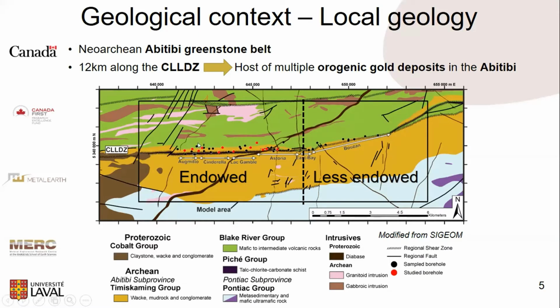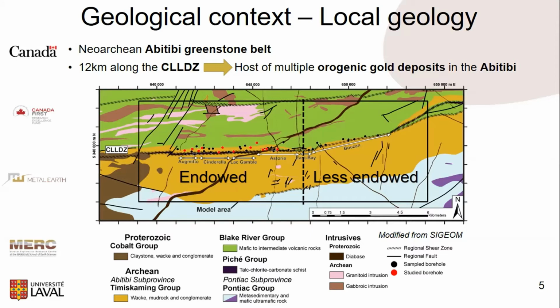So north of the study area, we encounter the submarine and mostly mafic units of the Blake River group. We then encounter in orange the sedimentary rocks, which are mostly greywackes and conglomerates from the Timiskaming group. And in dark purple, we have the ultramafic and mafic protoliths of the Piché group, which are now altered into carbonate, chlorite, and talc schists. The Piché group is the physical expression of the Larder Lake Deformation Zone in the area.